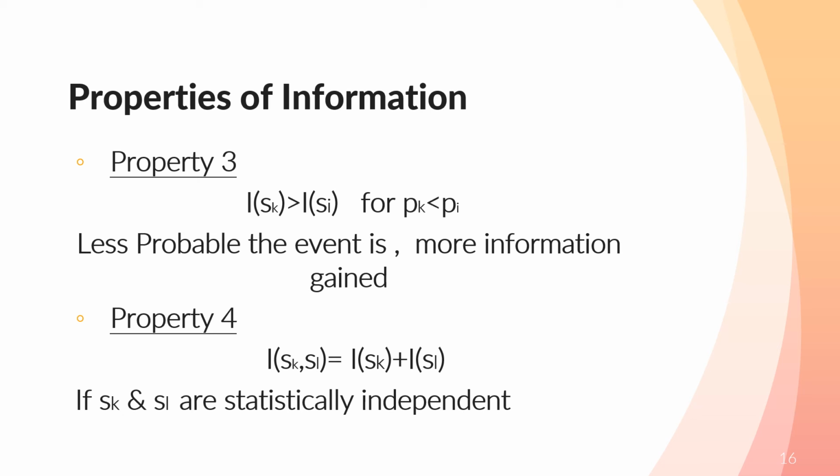Now the third property: the less probable the event is, the more information gained. If we are comparing two events, the one that is less probable will contain more information. The last property is summation of information: if Sk and S1 are statistically independent, then the total information will be the summation of the individual information. So these four properties play a major role while applying information.